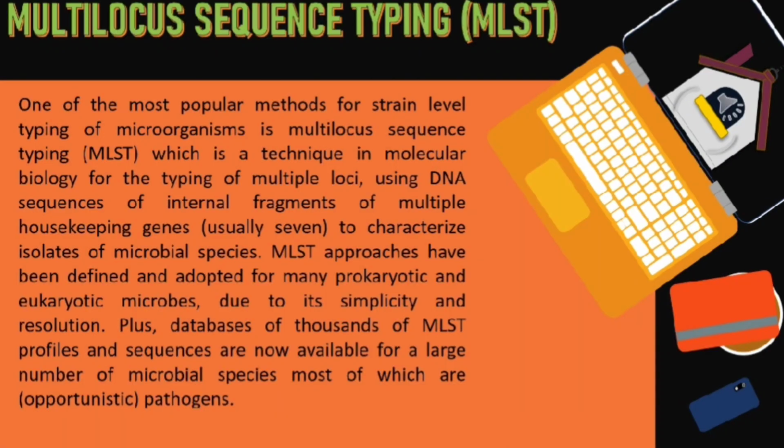One of the most popular methods for strain-level typing of microorganisms is multi-locus sequence typing, or MLST, which is a technique in molecular biology for the typing of multiple loci using DNA sequences of internal fragments of multiple housekeeping genes to characterize isolates of microbial species. MLST approaches have been defined and adopted for many prokaryotic and eukaryotic microbes due to their simplicity and resolution. Plus, databases of thousands of MLST profiles and sequences are now available for a large number of microbial species, most of which are opportunistic pathogens.